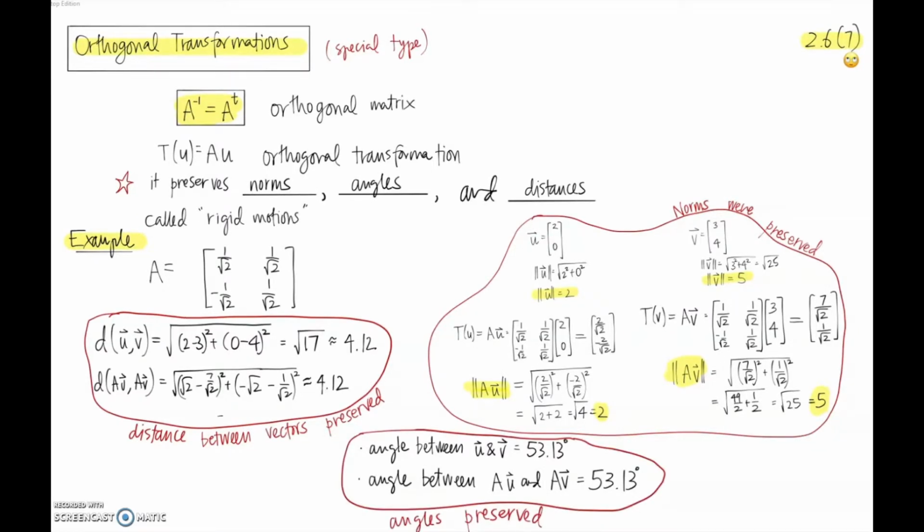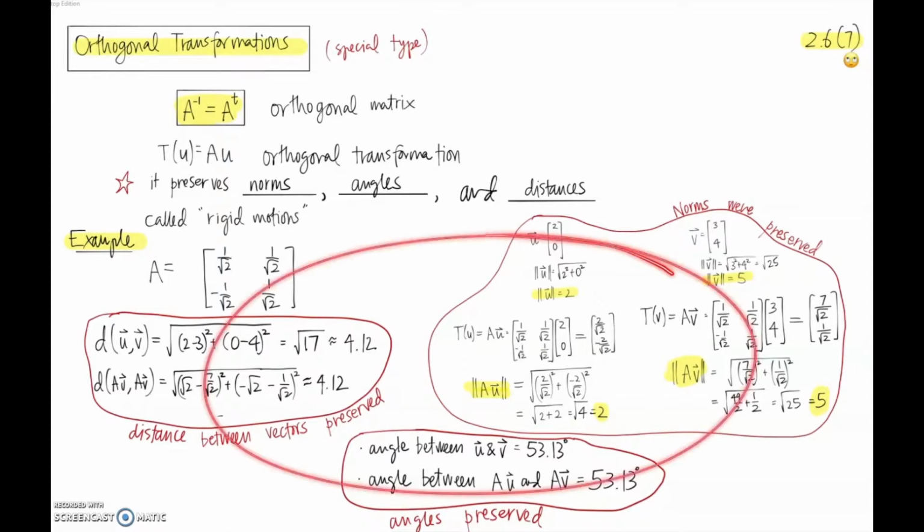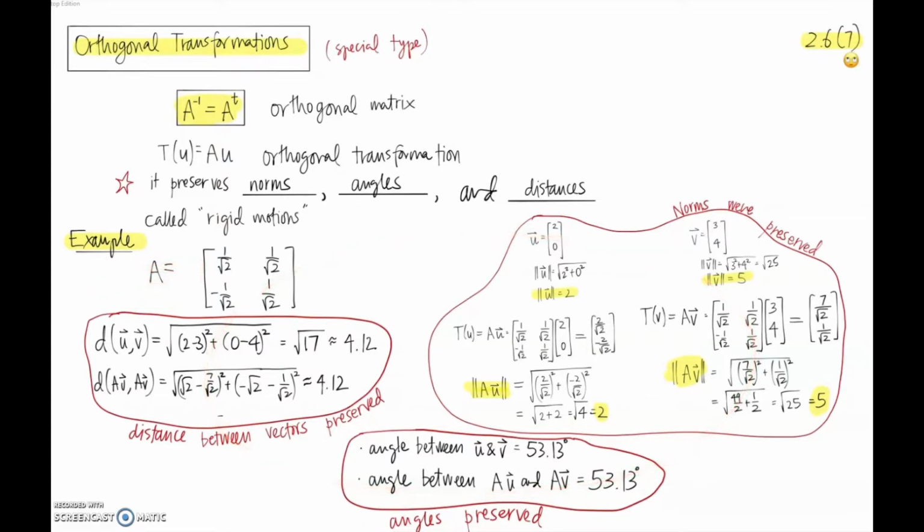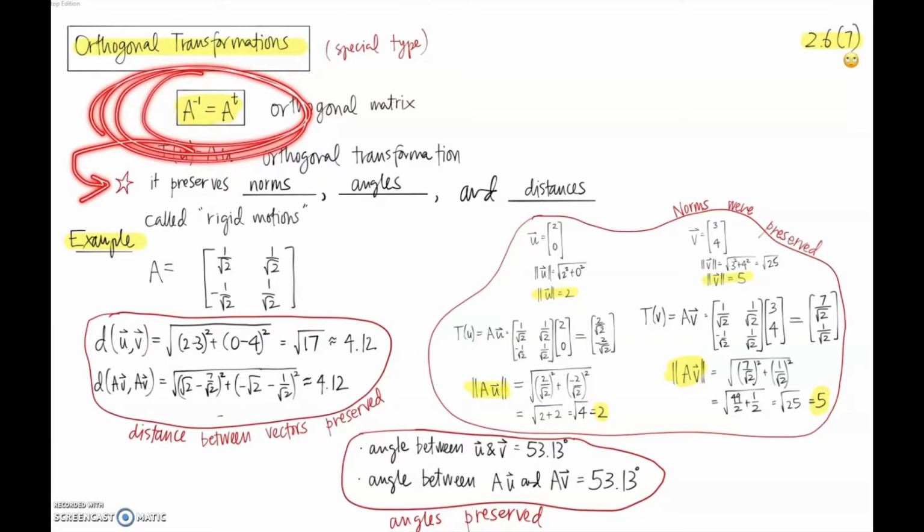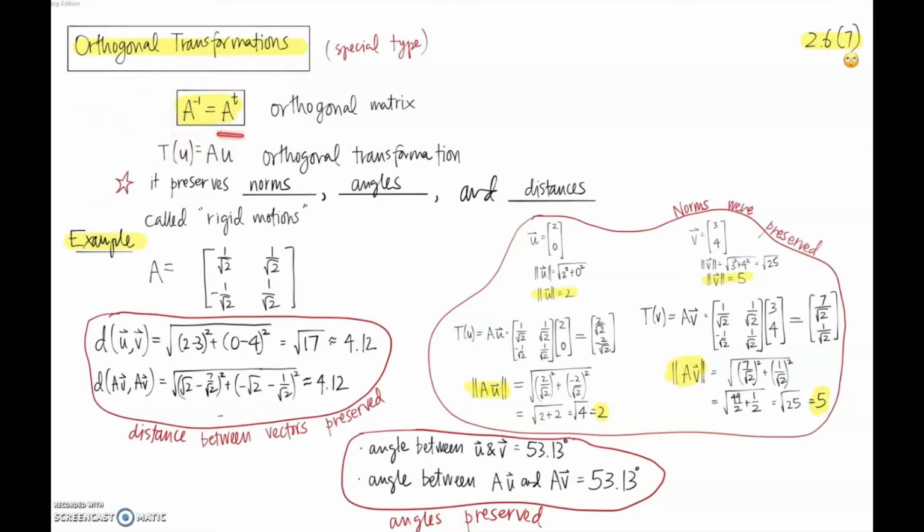So while this all is not really a proof that this is an orthogonal transformation, it's a demonstration of, for two particular vectors, how the norms were preserved, how the distance was preserved, and how the angles were preserved. Why the heck does this relationship make it so that all of these things are preserved? And that is such an interesting question. Why is it that when the inverse of a matrix equals its transpose, that we get these rigid motions?